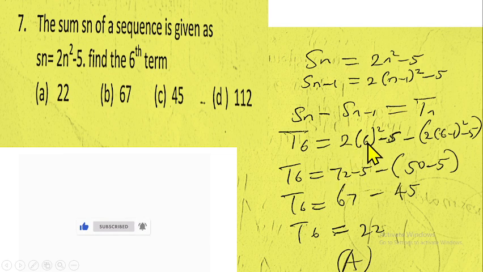If you simplify that further, that will be 36 times 2, which is 72, minus 5, minus the open bracket 6 minus 1, which is 5, raised to power 2 is 25, times 2 is 50, minus 5. So 72 minus 5 is 67, then 50 minus 5 is 45, that will be 67 minus 45. If you simplify that further, that gives us 22. So option A is the correct option for question number 7.